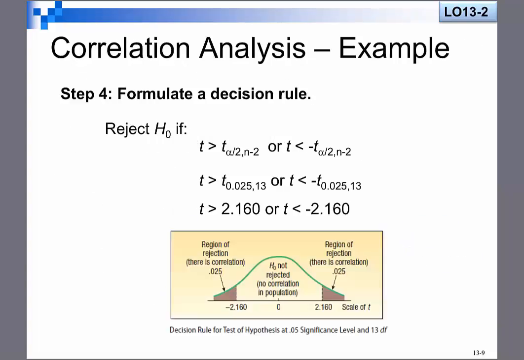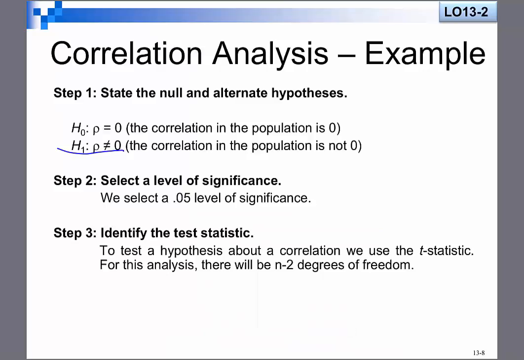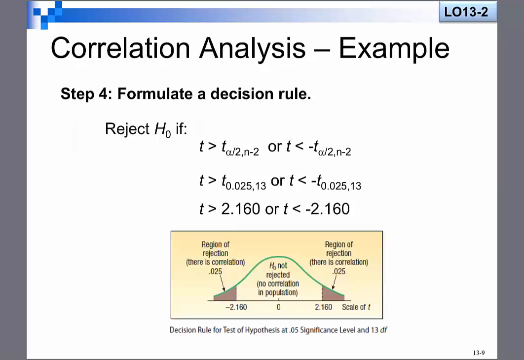So step 4, formulate a decision rule. So we have a hypothesis test where we have equal signs, which means we are dealing with two tails, because we have an equal sign right there in our hypothesis test. And so we are then going to divide our alpha by 2. So if we take that 0.05 divided by 2, there is the 0.025. So that's where that comes from as per usual.